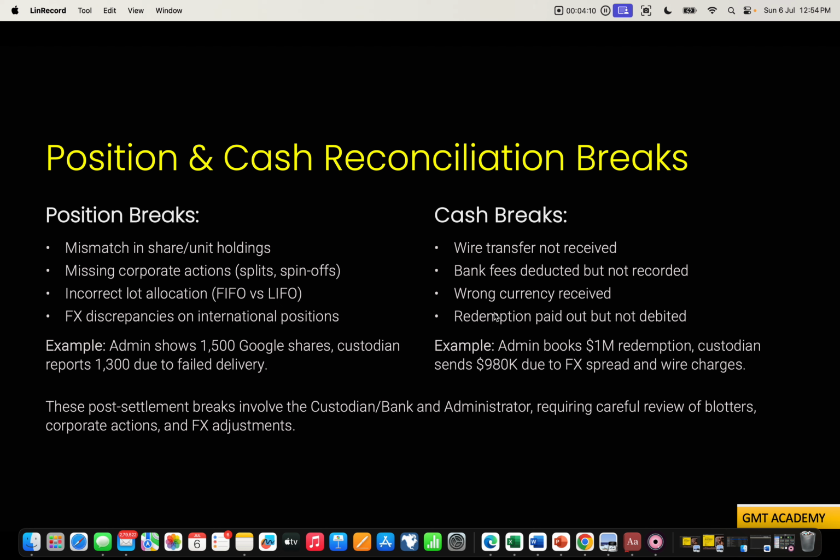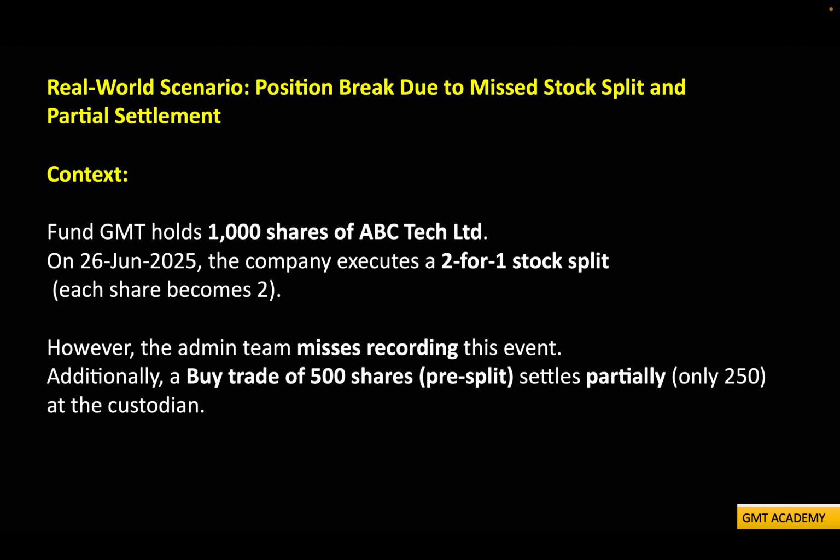This post-settlement break involves the custodian, bank and administration, requiring careful review of the blotter, corporate action and FX. So how can we resolve this break? You have to review each and every part of the reconciliation. Now we'll move to examples of what types of reconciliation there will be and what types of breaks we will get.